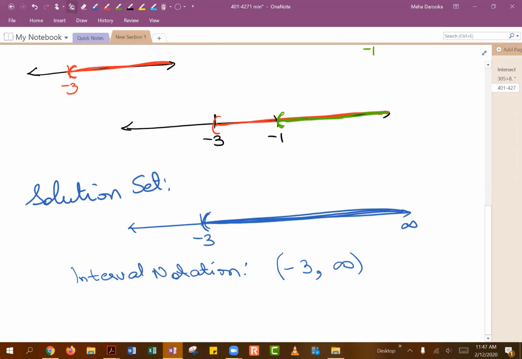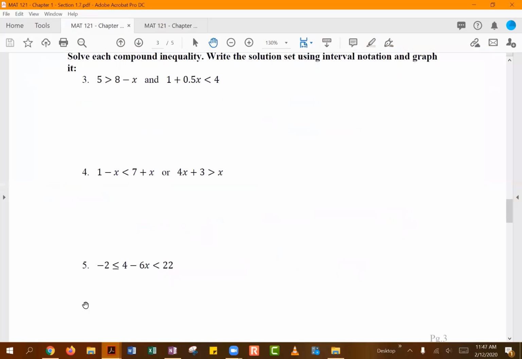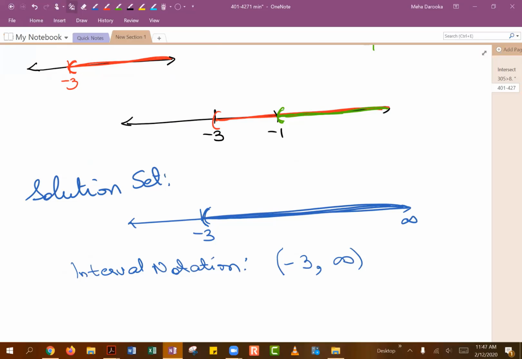Okay, questions on 3 and 4? Okay, so if it's just greater than, it's going to be parentheses. But if you had greater than or equal to, with that little equal to sign, then instead of parentheses, we would do the square brackets.